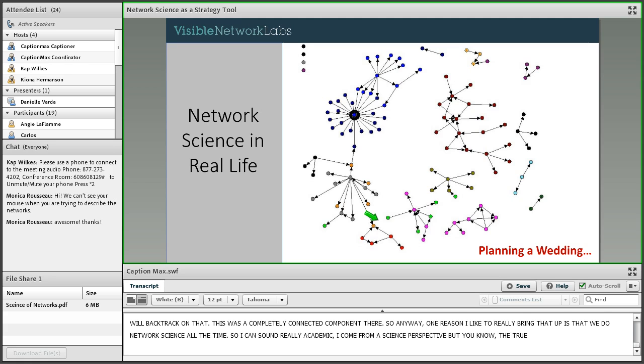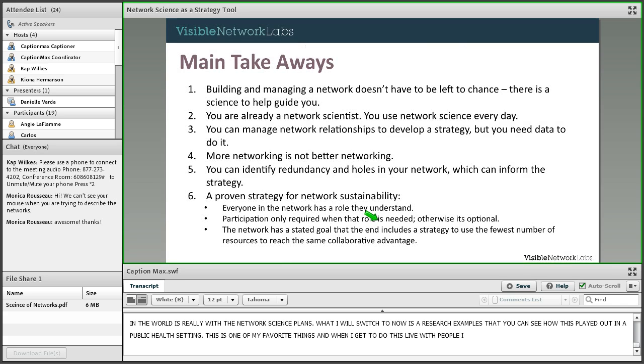So anyways, one reason I like to really bring that out is that we do network science all of the time, so I can sound really academic. I come from a science perspective, but the true way that we're interacting in the world is really with a network science lens. And so what I'm going to switch to now is a research example, so you can see how this played out in a public health setting. This is just one of my favorite things to present, and when I get to do this live with people, I love to see how it resonates with people. So just a couple main takeaways before I finish with an example.